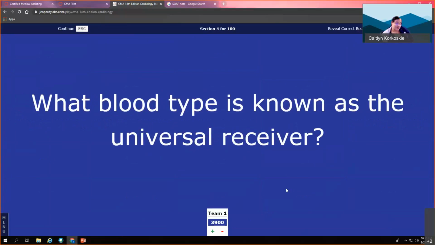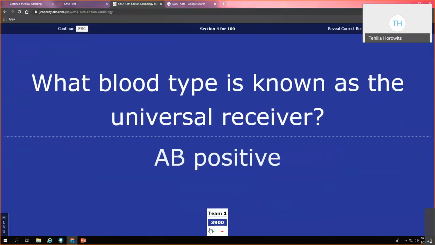So what blood type is known as the universal receiver? Was it AB? Yes. It's specifically AB positive. I'll have to link a video that explains the blood types a lot better, because you have the different blood types, but along with it there's the positive or negative. Positive blood can receive negative or positive, but negative blood can only receive negative blood. There's a video that explains it a lot better than I can.